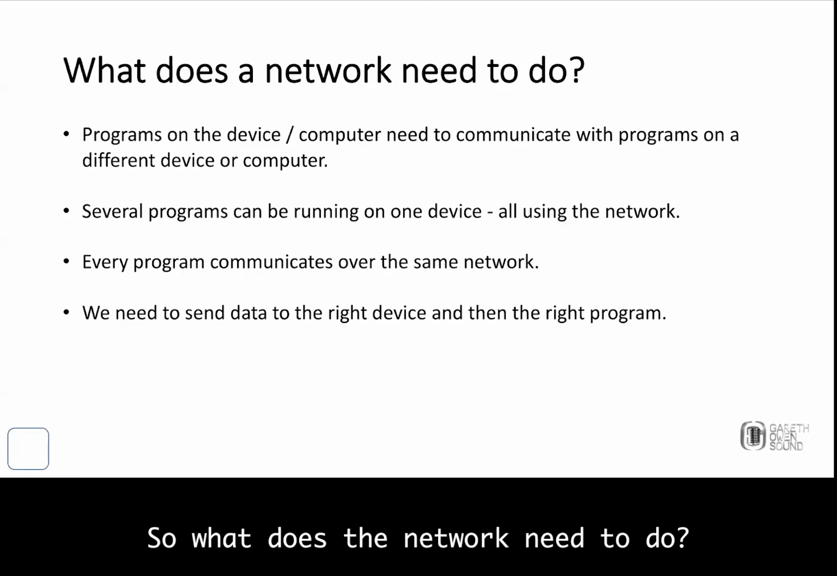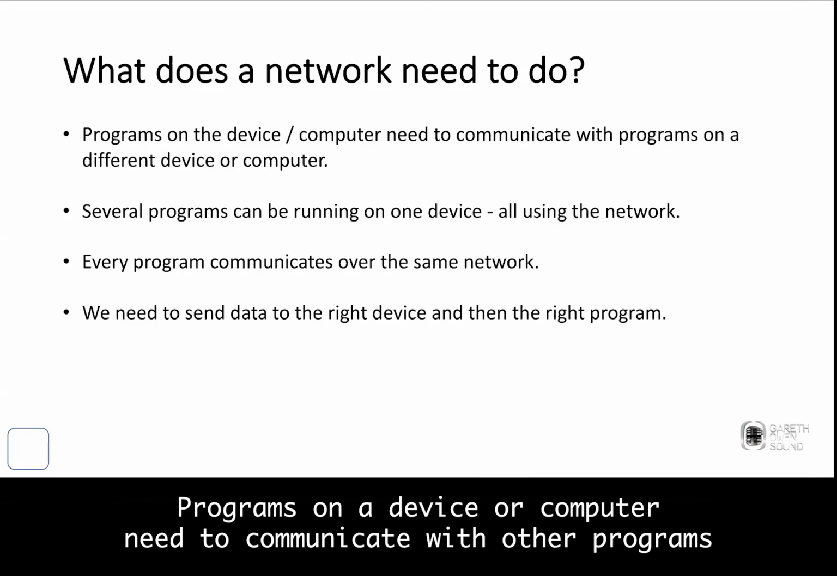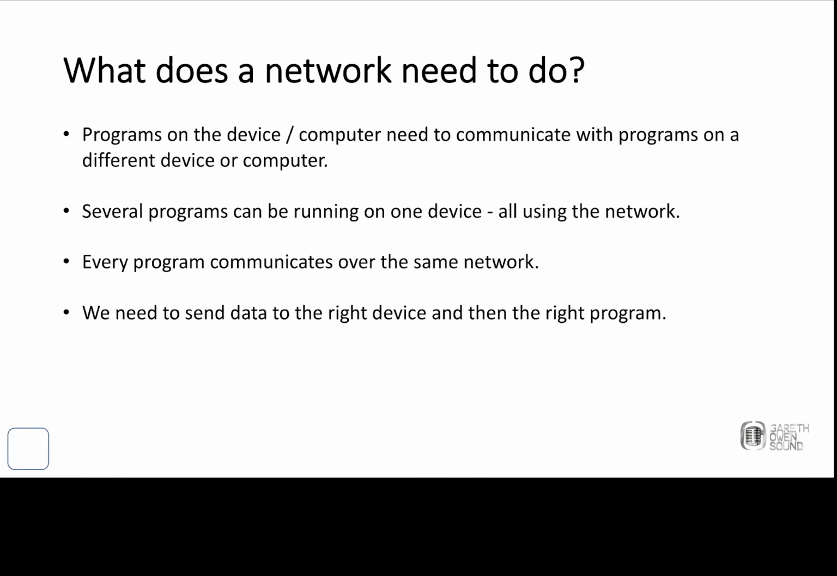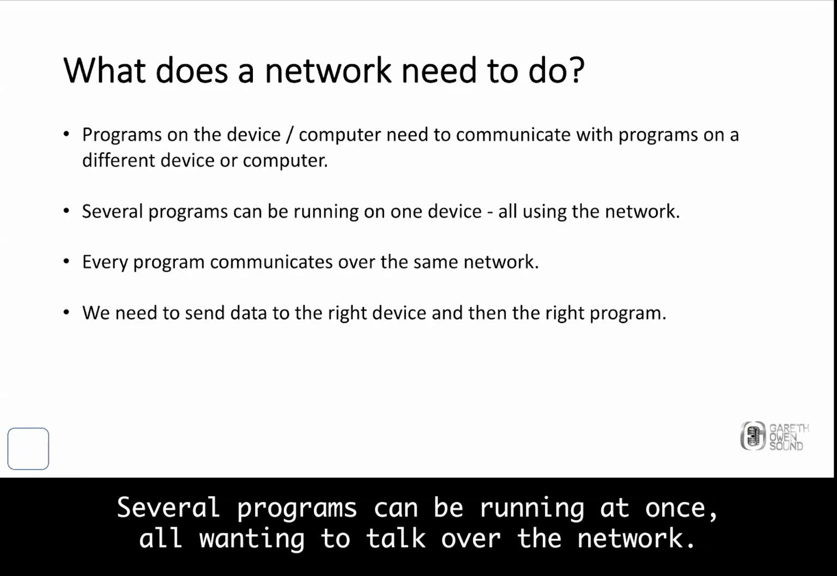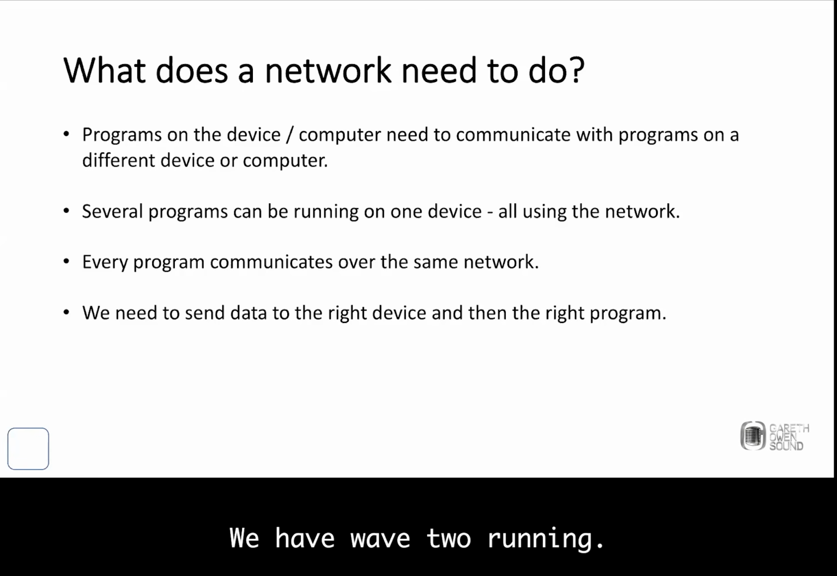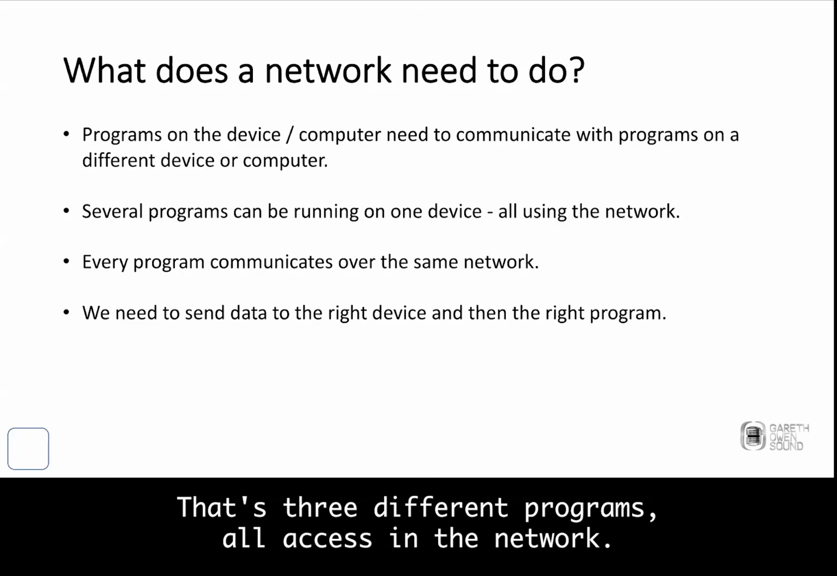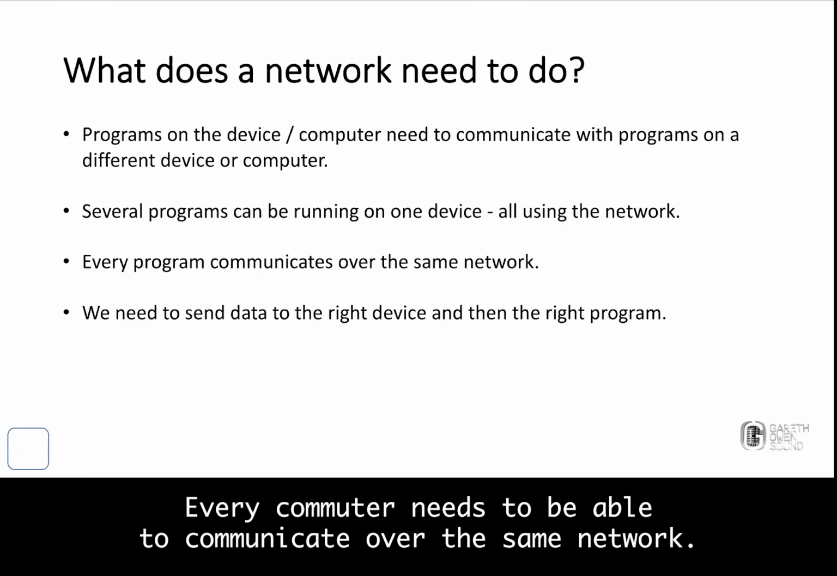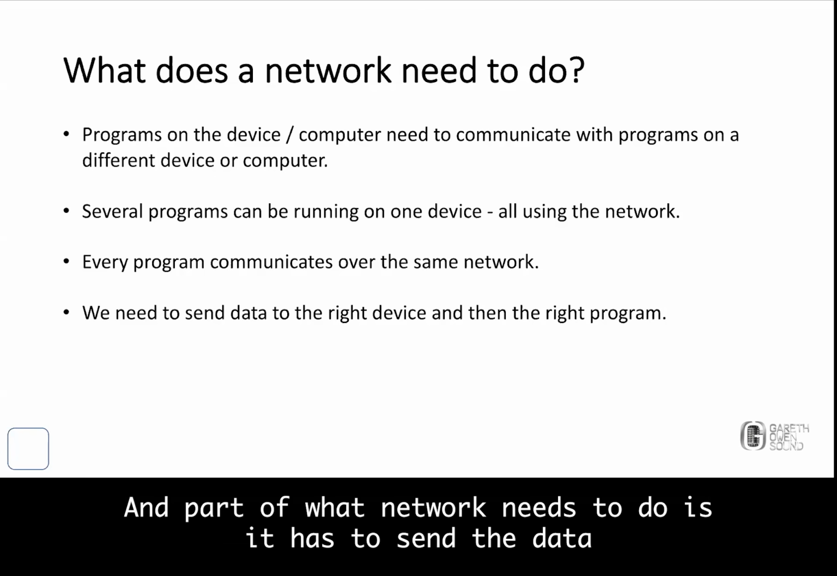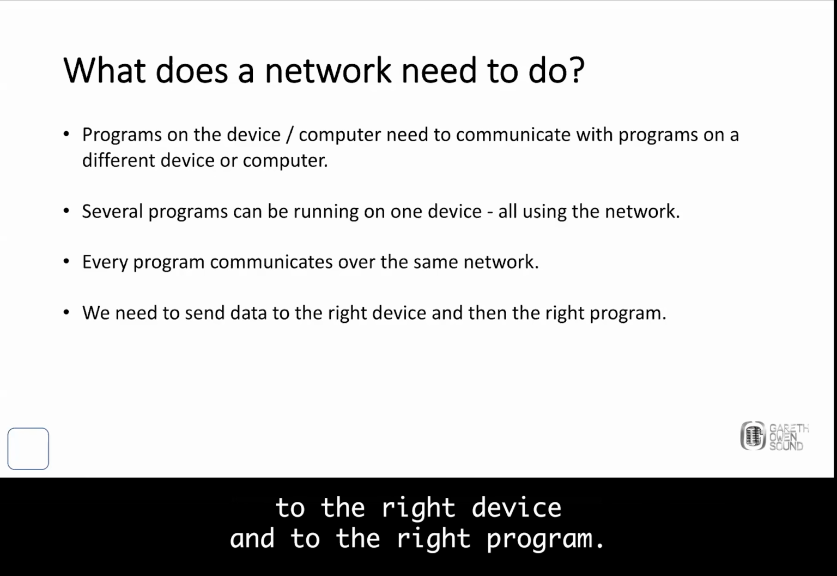So what does a network need to do? Programs on a device or computer need to communicate with other programs or devices across a network or across a building. On a given device, say a computer, several programs can be running at once, all wanting to talk over the network. On our radio computers, we have Radio World running, we have WSM running, we have WaveTool running. That's 3 different programs, all accessing the network. Every computer needs to be able to communicate over the same network, so every program has to communicate in the same way or format. The other part of what a network needs to do is send the data to the right device and to the right program.